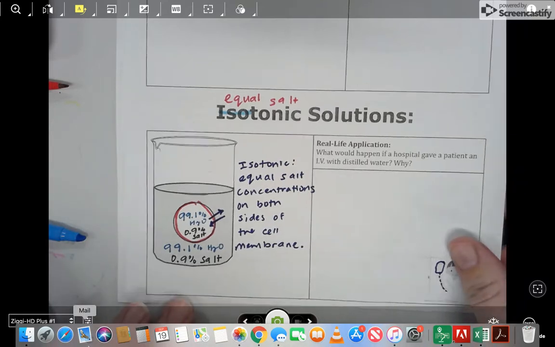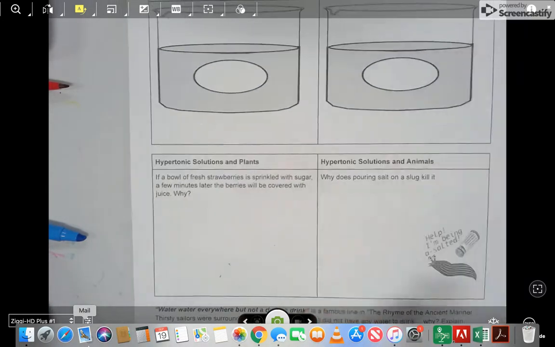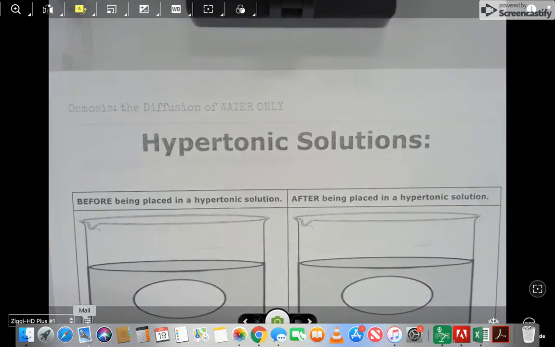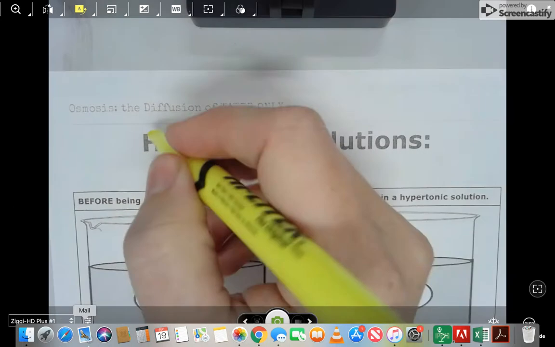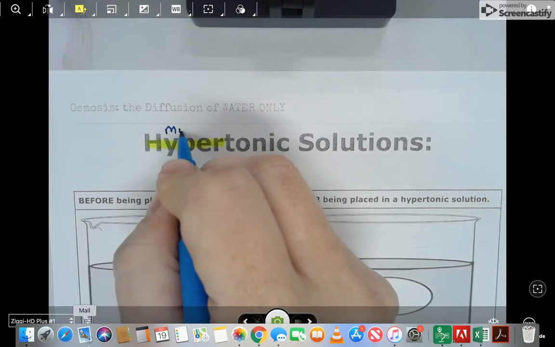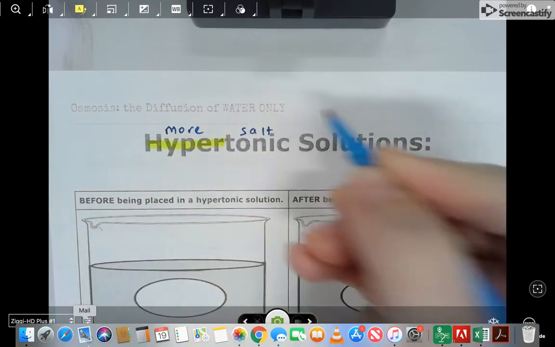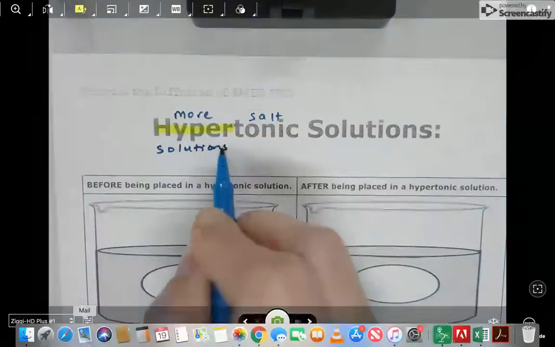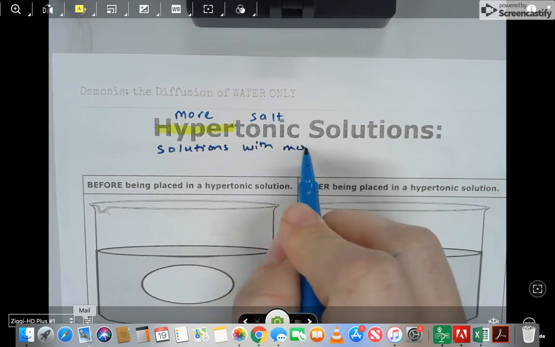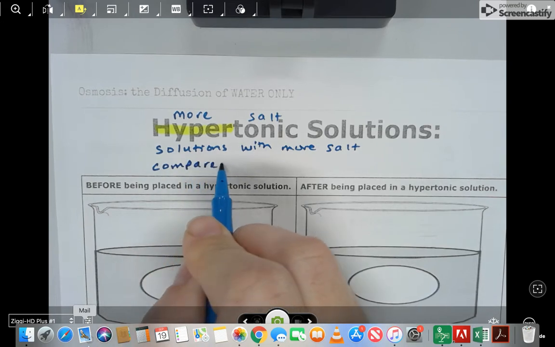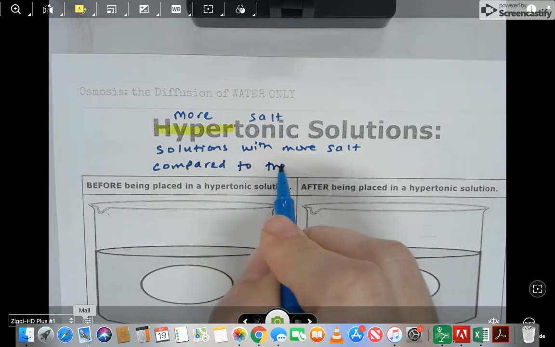Once you've answered this question, now it's time to move on to hypertonic solutions, our last type of solution. All right, so hypertonic means more. Hyper is that prefix that describes things that are just a little bit extra. This is going to be more salt compared to the cell. So these are solutions with more salt compared to the cell.